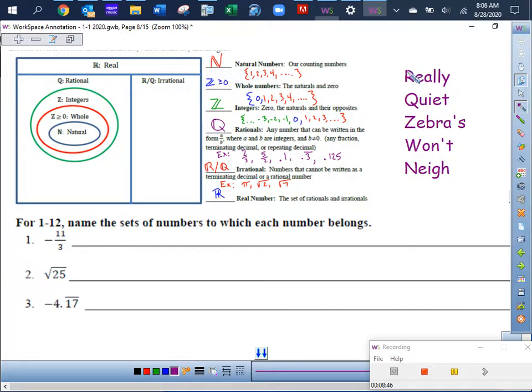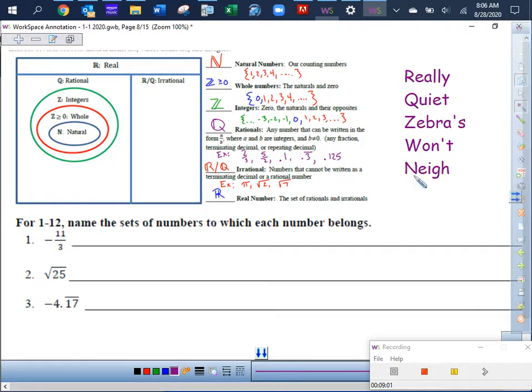Well, I came up with an acronym. I do that a lot. You've probably seen some other acronyms, like have you ever heard of Roy G. Biv, to remember the colors of the rainbow, and every good boy deserves fudge. They taught us that in music class when I was a little kid to remember the scales, or please excuse my dear Aunt Sally to remember the order of operations. It's an acronym. I do really quiet zebras won't neigh.